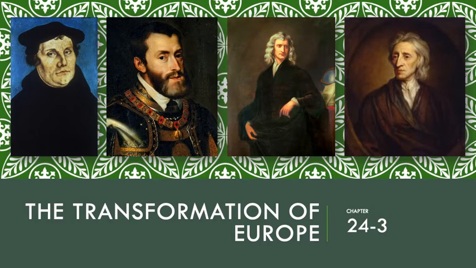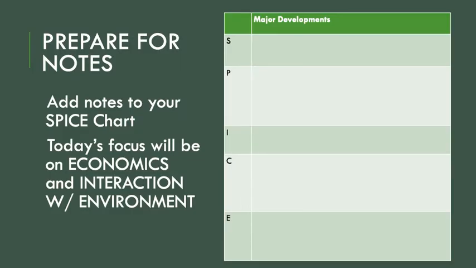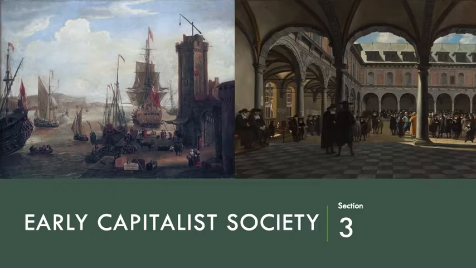Welcome, and in this section we're going to be going over Chapter 24, Section 3, which is Early Capitalist Society. And so to continue your notes, you're going to add notes to your SPICE chart, and today's focus is going to be on economics and interaction with the environment. There will also be some social elements, so look out for those to add to your social notes.